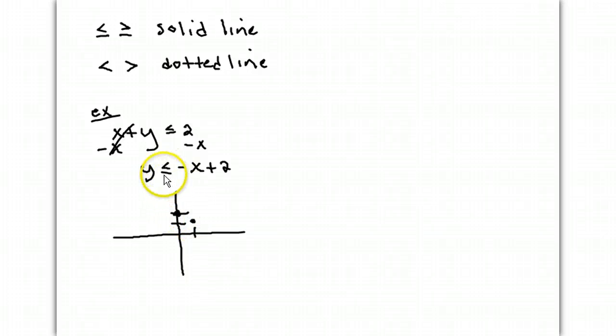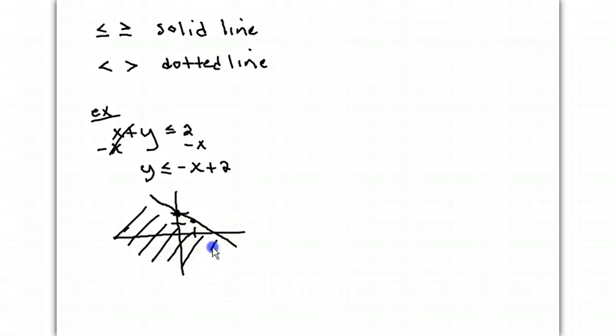Because it's a less than or equal to, that means it's a solid line going here. And everything less than would be this area shaded. So this area would be shaded. And these lines indicate that this whole area is shaded.